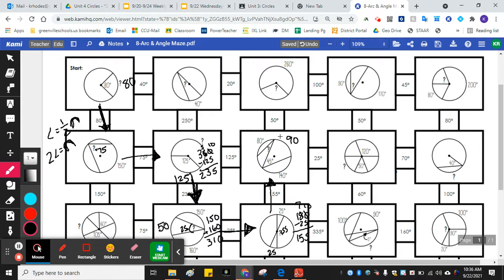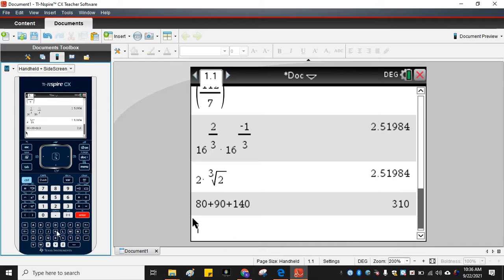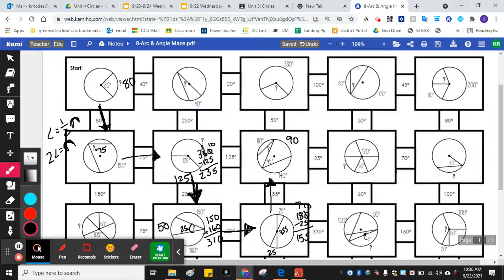Okay, then we have 80, 90, and 140. So what's left right here would be our 360. So I'm going to add those all together, and minus 360. 80 plus 90 plus 140 is 310. 360 minus 310 is 50. So there's 50 left over for this little section.